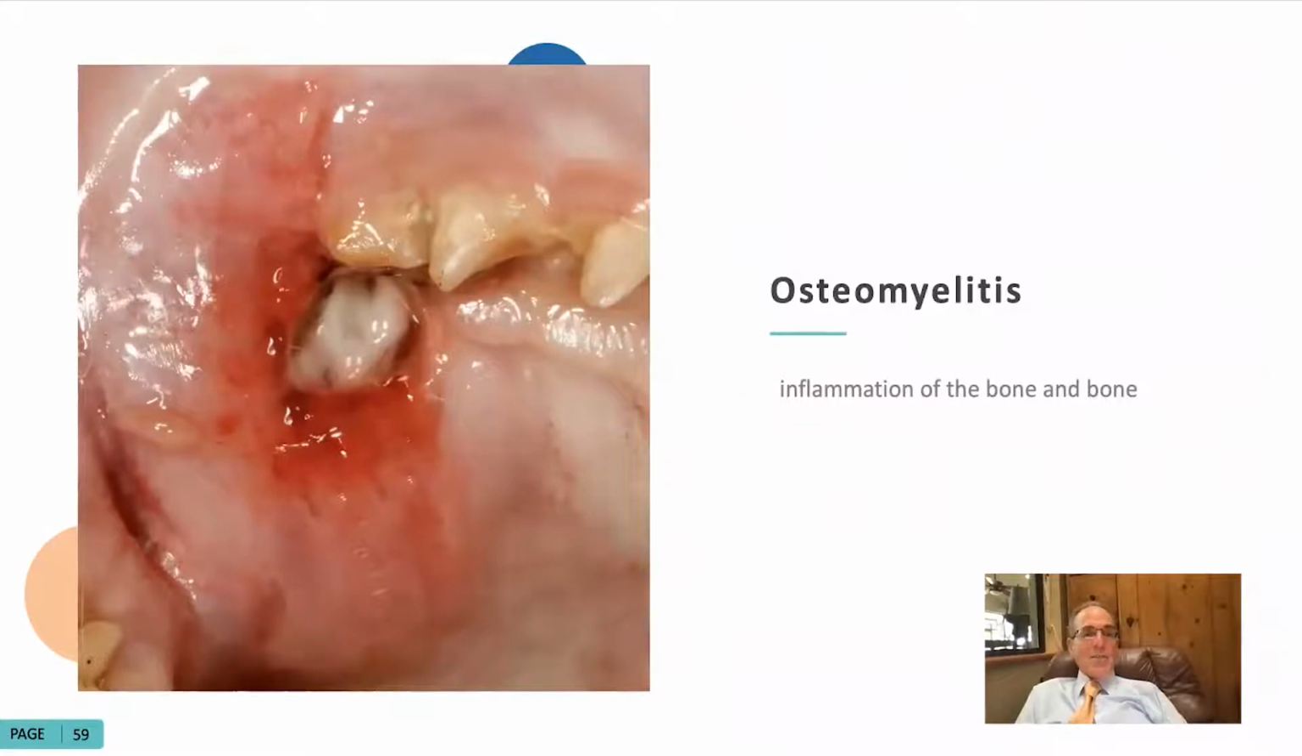Osteomyelitis is when the bone gets infected. This cat was hit by a car and had some trauma, and the bone got infected, and we were able to remove a sequestra, and the cat healed very nicely.